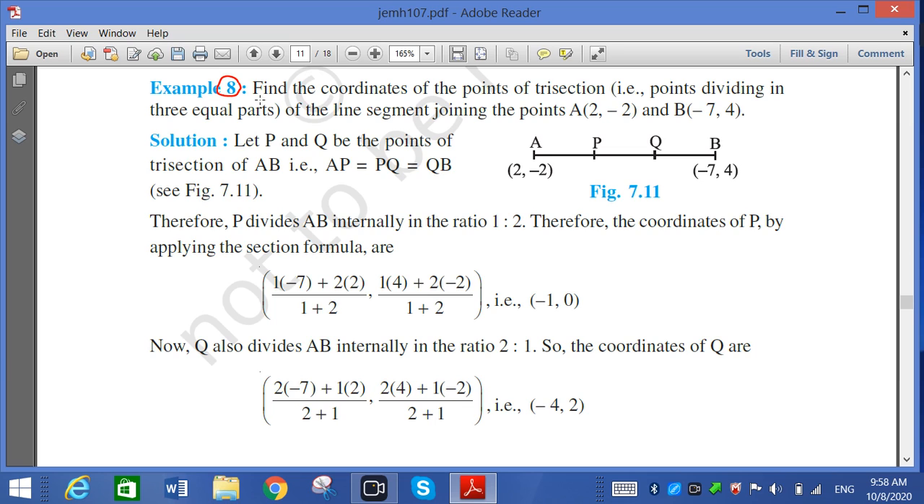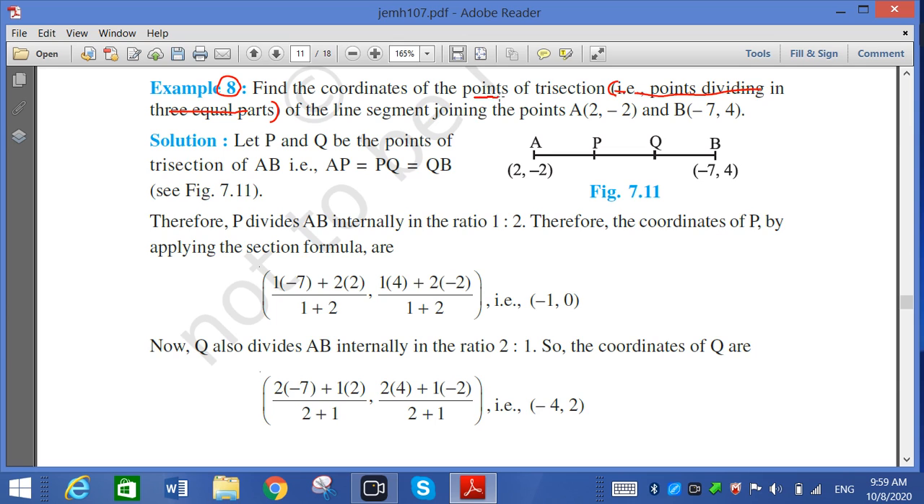The question is: find the coordinates of the points of trisection, that is, points dividing into three equal parts. But in the board exam it is not given like that. In the board exam the question is: find the coordinates of the points of trisection of the line segment joining points A (2, -2) and B (-7, 4).